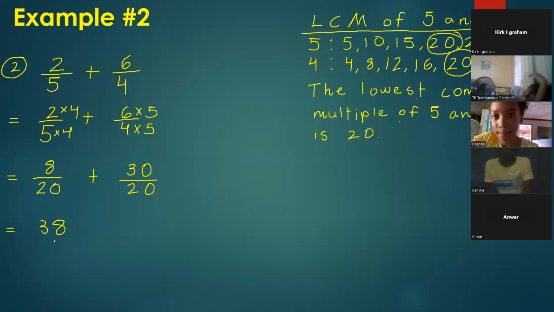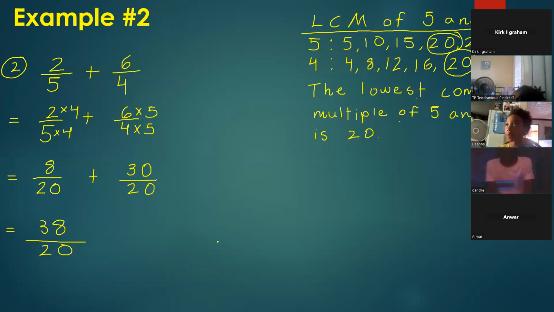Anwar, are you there? Yes, sir. What is 30 plus 8? 38. 38, very good. Do we add the denominators or keep them the same?